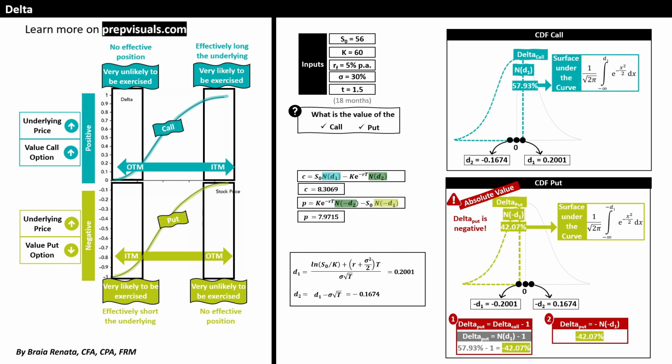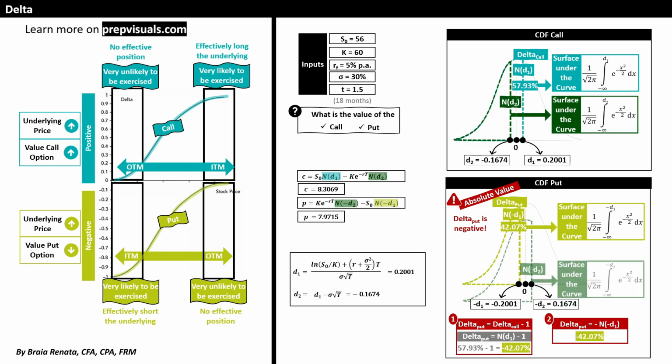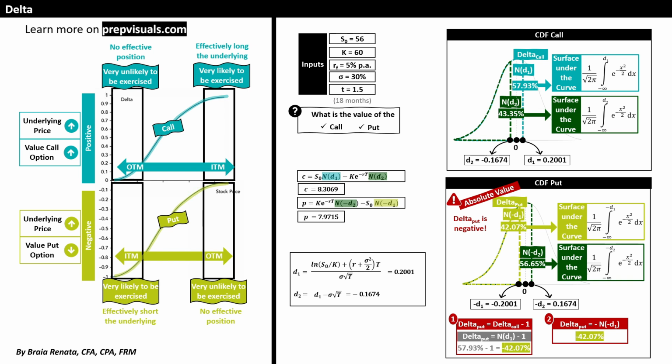Now, this is not something that is explicitly mentioned in this section, but I thought it would be a nice reminder since we have the Black-Scholes model in front of us. Let me just remind you that N(D2) and N(minus D2) represent the surface under the curve until those points, which again can be looked up in statistical tables. And basically, these terms represent the risk-neutral probability that the options expire in the money.